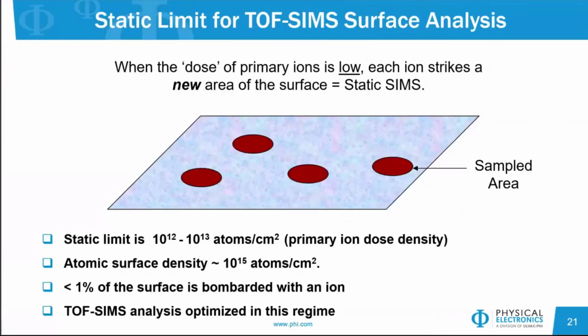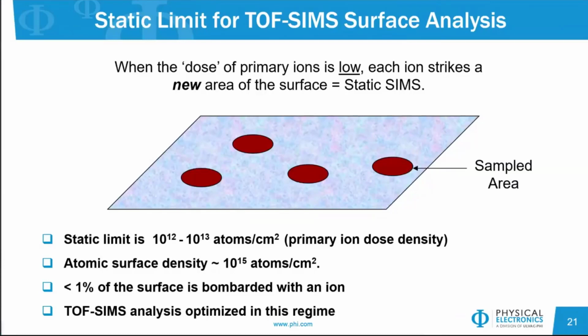But after you choose your ion beam, there's one thing you need to know about TOF-SIMS, which is that you need to stay in the static limit. And what that means is you need to keep the primary ion dose low, and that ensures that a new area of the sample is hit. So you're getting chemical information from a new area of your sample, so it remains intact and pristine. So you're not getting your mass spectrum from a damaged area of the sample.